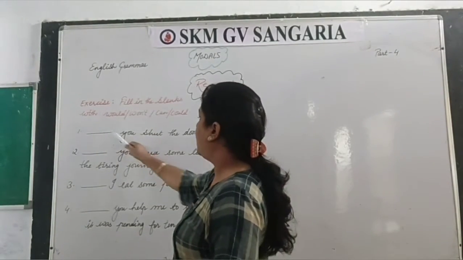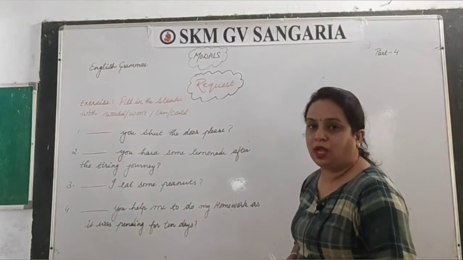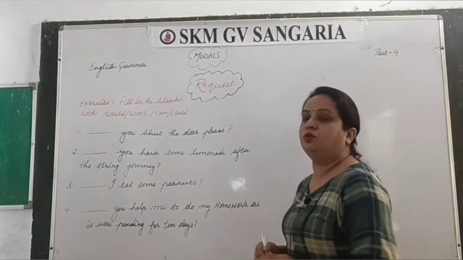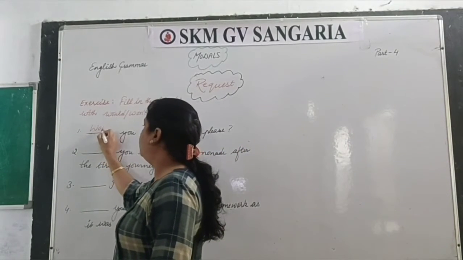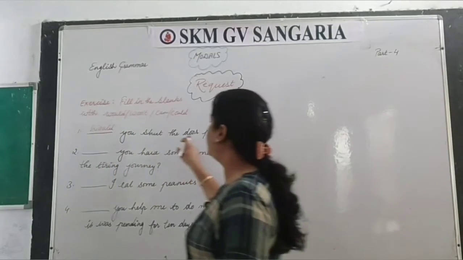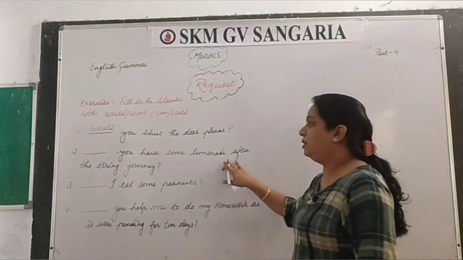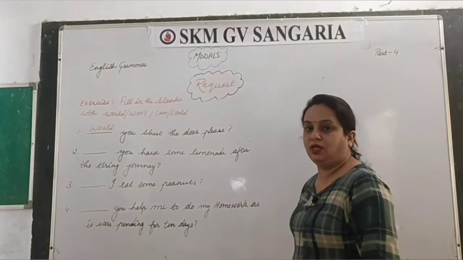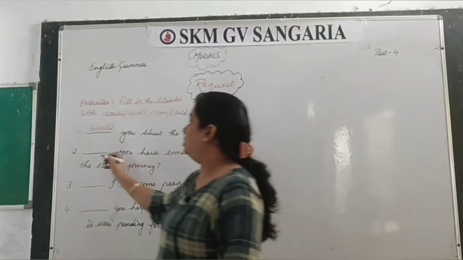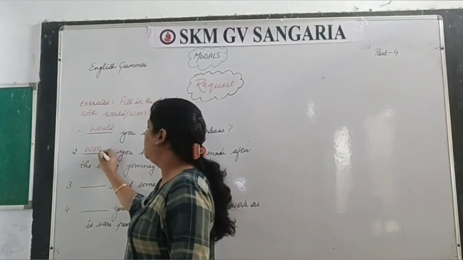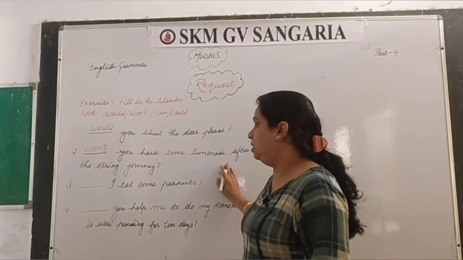First sentence is: dash, you shut the door please. So when you are being polite, you have to use would. So the answer to this question is would. Would you shut the door please? Next one is: dash, you have some lemonade after the tiring journey. So what is it? You are asking, you are requesting. So here you can use want. Right? Want to have some lemonade after the tiring journey?